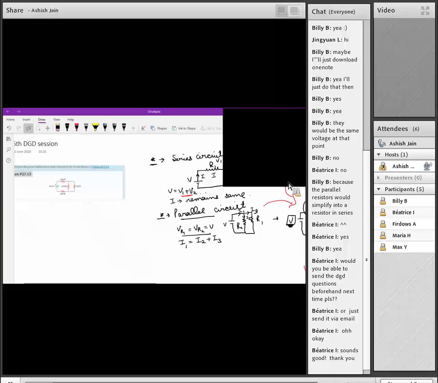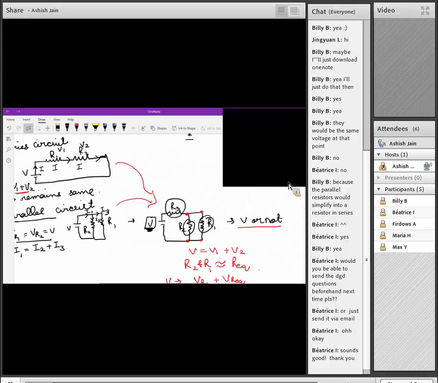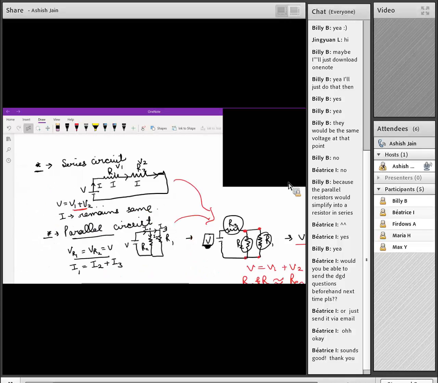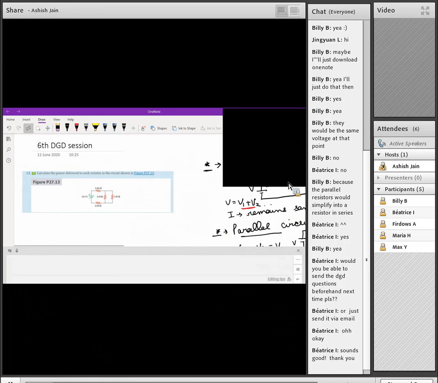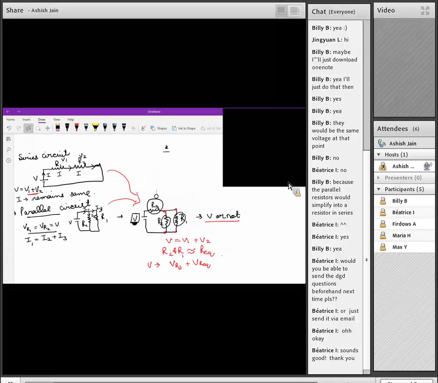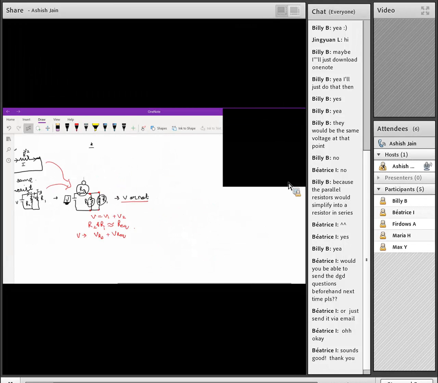I mean, I can send it from my iPhone because I'm logged in there, but it'll be a lot of work to transfer this OneNote to my iPhone and then send it to you. It'll be a lot of work. But let's continue here.